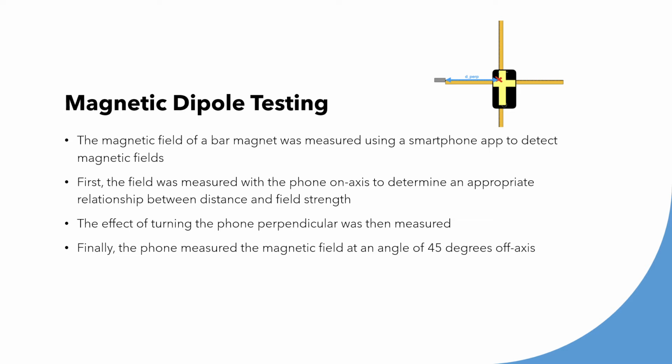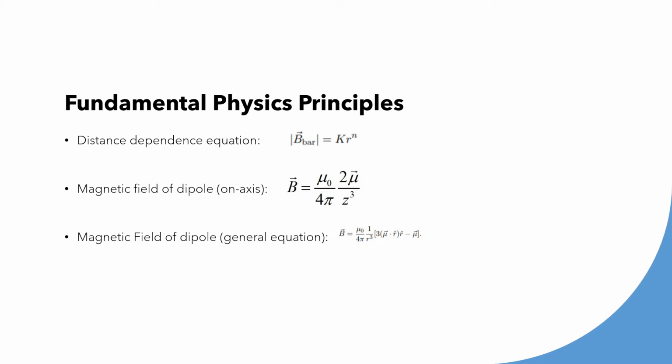Then the phone was turned perpendicular, as shown in this image, to determine the change in the magnetic field at that orientation. And finally, the phone was moved upwards to measure the magnetic field at an angle of 45 degrees off axis. A few of the fundamental physics principles involved are outlined in these equations.